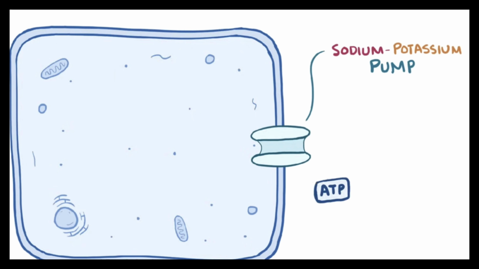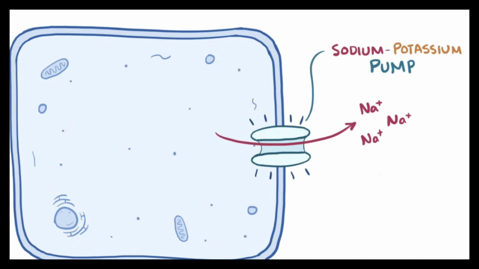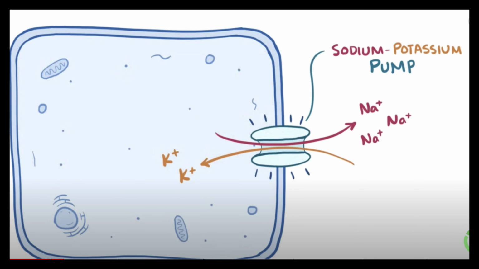Let's start with the sodium potassium pump, which uses ATP to move 3 sodium ions out of the cell for every 2 potassium ions that it moves into the cell. This is like the workhorse of the cell, and it helps establish the concentration gradient for potassium and sodium.